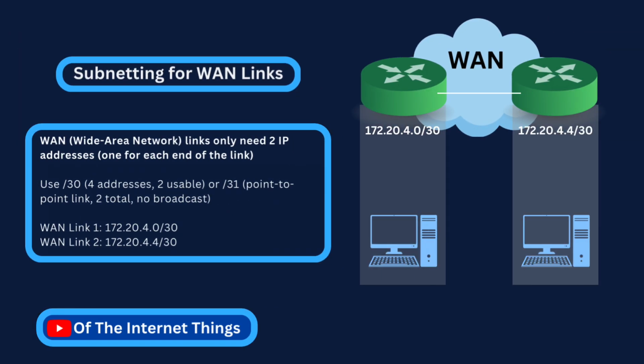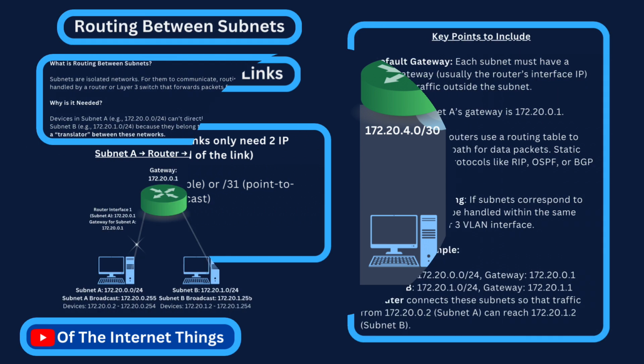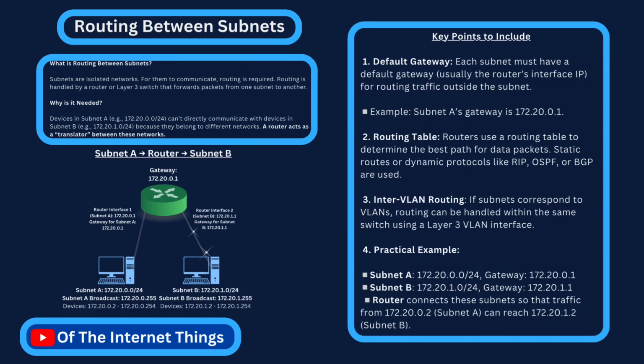Subnetting for WAN, wide area network links. WAN links only need 2 IP addresses, 1 for each end of the link. Use /30, 4 addresses, 2 usable, or /31, point-to-point link, 2 total, no broadcast. Link 1, 172.20.4.0/30. Link 2, 172.20.4.4/30.